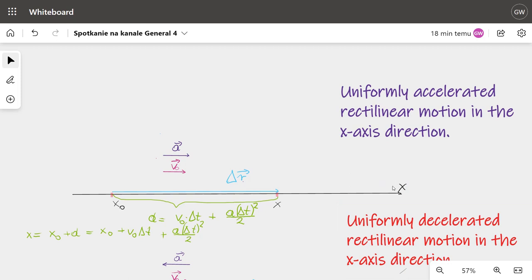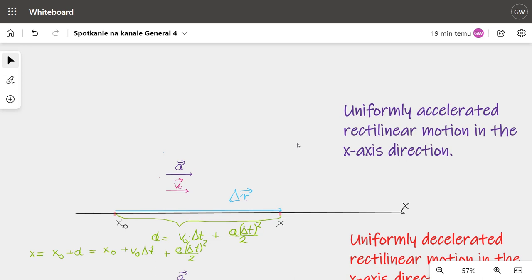You can see here name of axis, coordinate of initial position, coordinate of final position, displacement, initial velocity vector, acceleration vector, and distance. So, we have four possibilities.